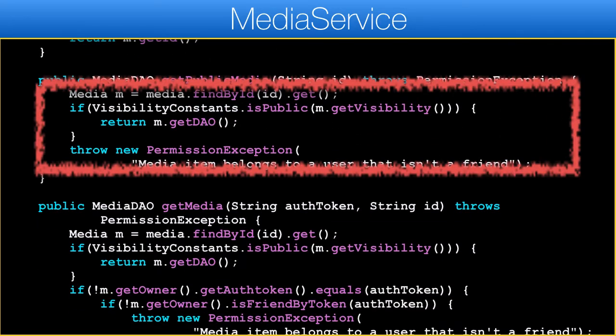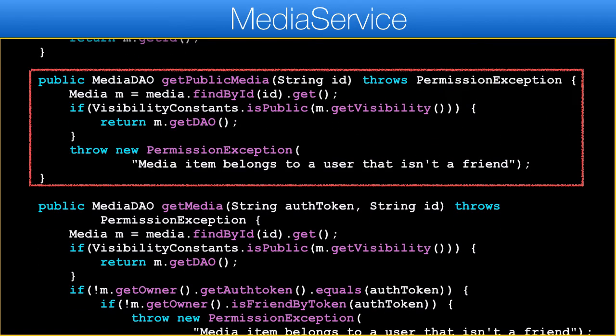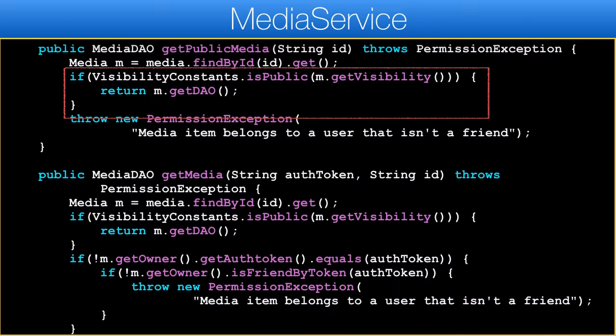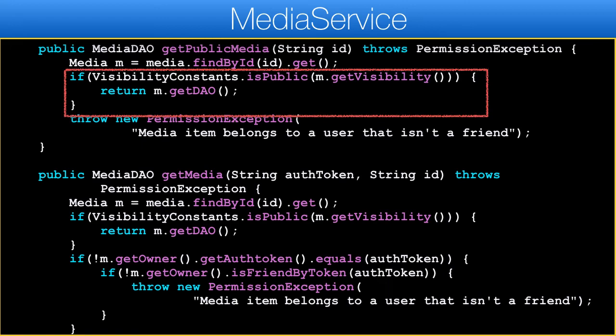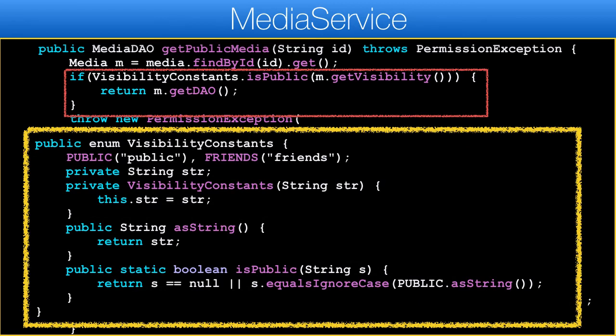Public media can be requested via the ID of the media and doesn't require any authentication. We need to check that the user is indeed requesting a public media object and isn't spoofing a request. This obviously brings up the visibility constants enum, which is pretty trivial right now. We just have two visibility types for public and friend.